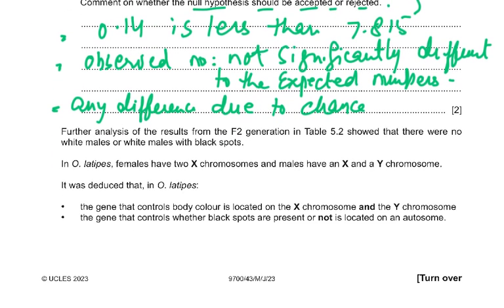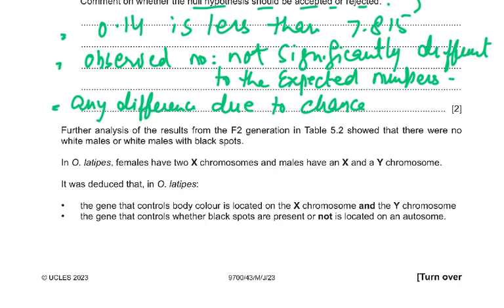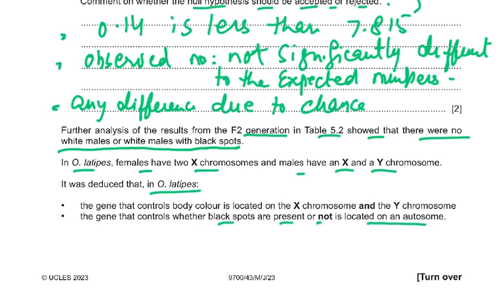Then coming on to another part of the question: further analysis of the results from the F2 generation, table 5.2, shows that there were no white males or white males with black spots. In O. latipes, females have two X chromosomes and males have an X and a Y chromosome. It was deduced that in O. latipes the gene that controls body colour is located on the X and the Y chromosome. The gene that controls whether black spots are present or not is located on an autosome.